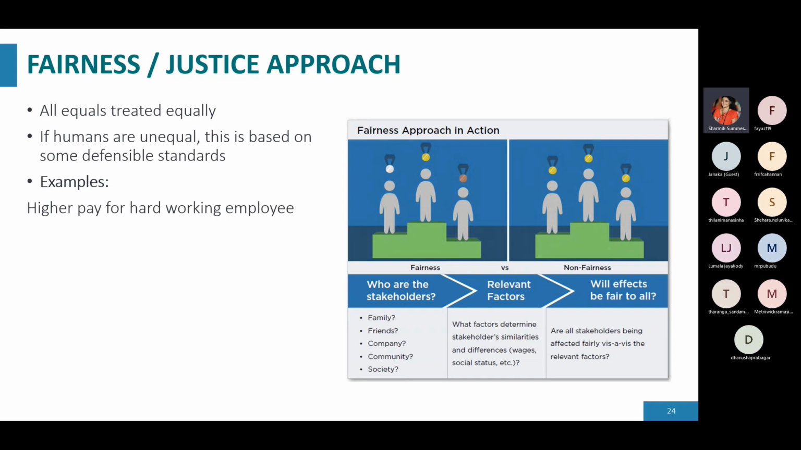Why? Because he is putting in all his effort and ideas. So in that manner, the pay could differ for the hardworking and the lazy person. So we can't call it unethical. It is an ethical decision according to the fairness or justice approach.